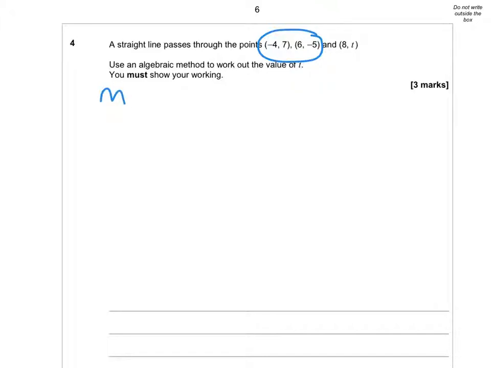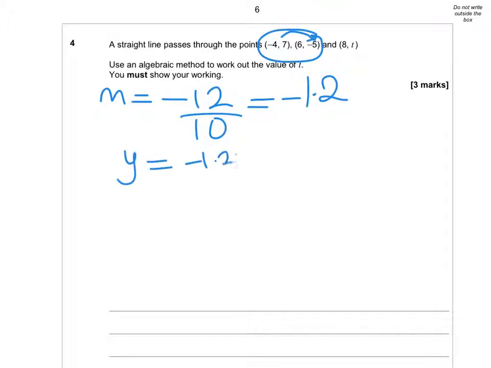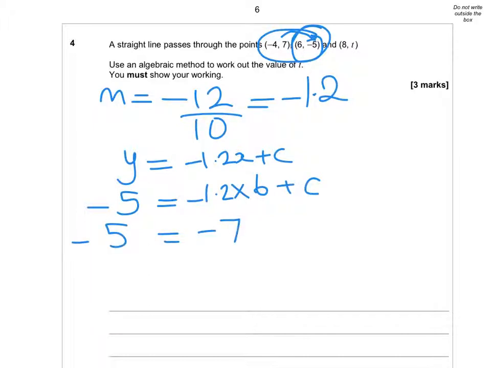My gradient m is going to be my change in y from 7 to -5. I'm taking away 12. And from -4 to 6, I'm adding 10. So my gradient is -1.2. And if I've got y = -1.2x + c, if I substitute in one of these points, doesn't really matter which one, I'm going to choose this one. -5 = -1.2 times 6 + c. So -5 = -7.2 + c. c's got to be 2.2.